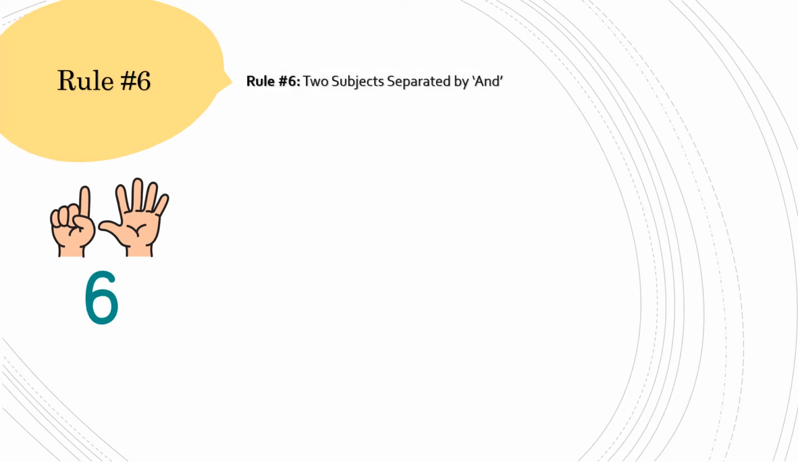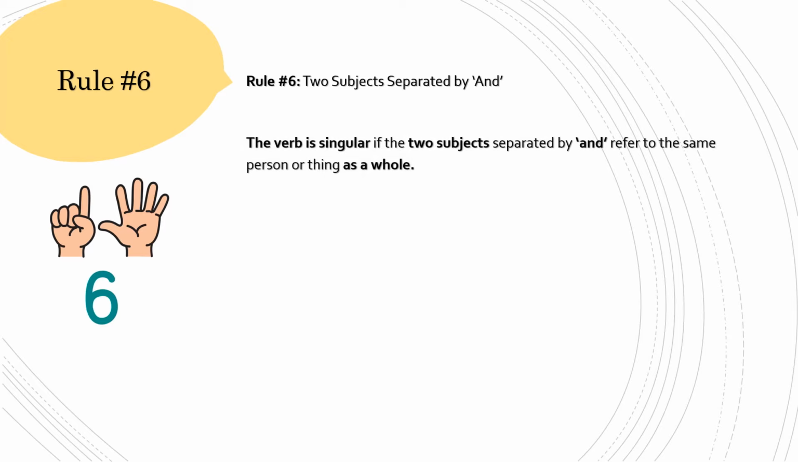Rule number 6. Two subjects separated by and. The verb is singular if the two subjects separated by and refer to the same person or thing as a whole.